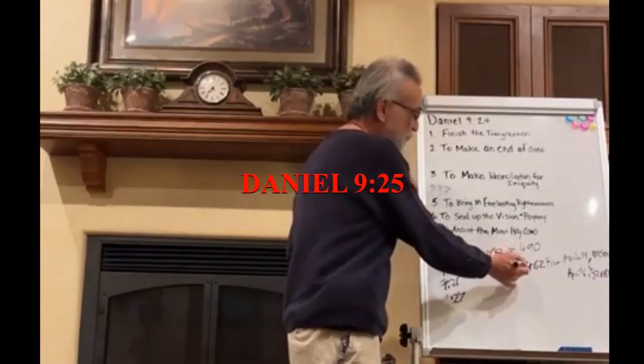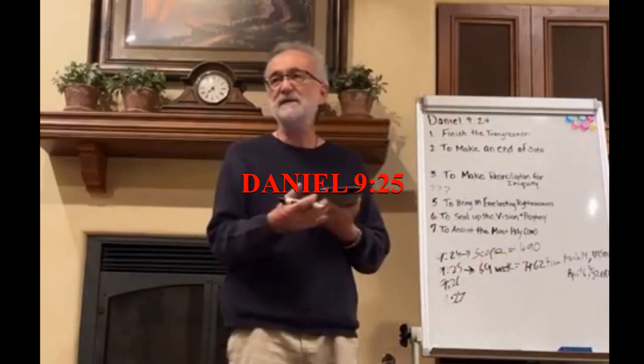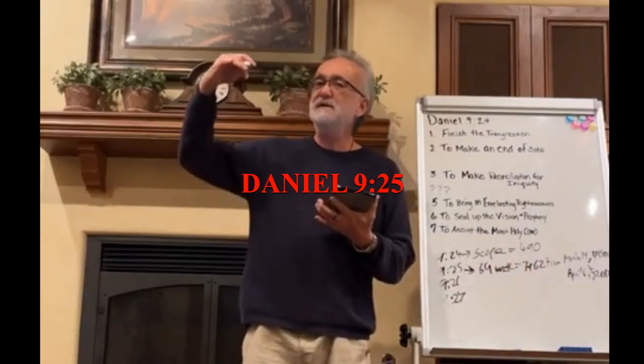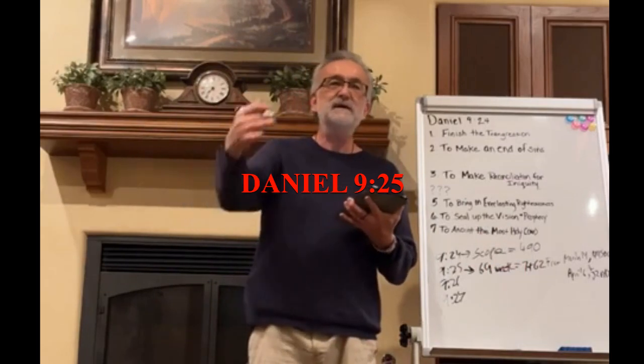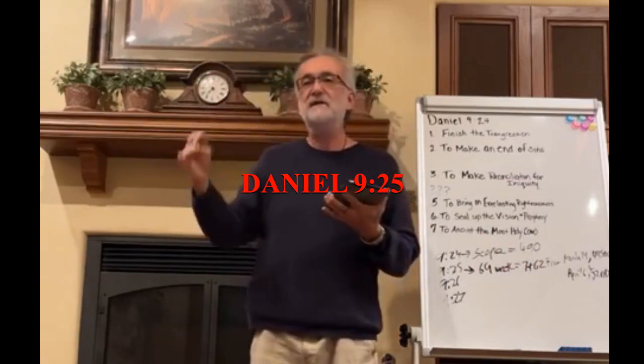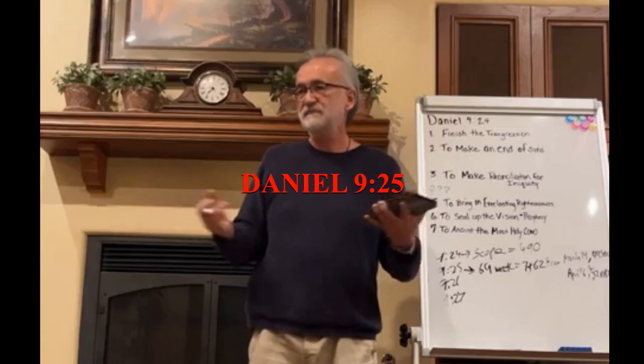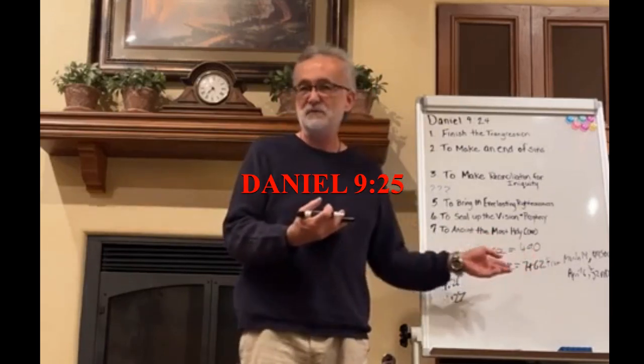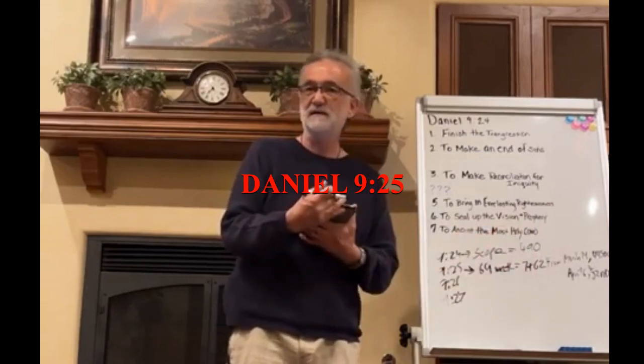69 weeks, which is 7 and 62. Why 7? Because that's probably how long, and they don't have exact dates, from the decree until the building of the temple and the walls were completed. That's why it's 7 and 62. That says after the 62 weeks, which would be the 7s before it.